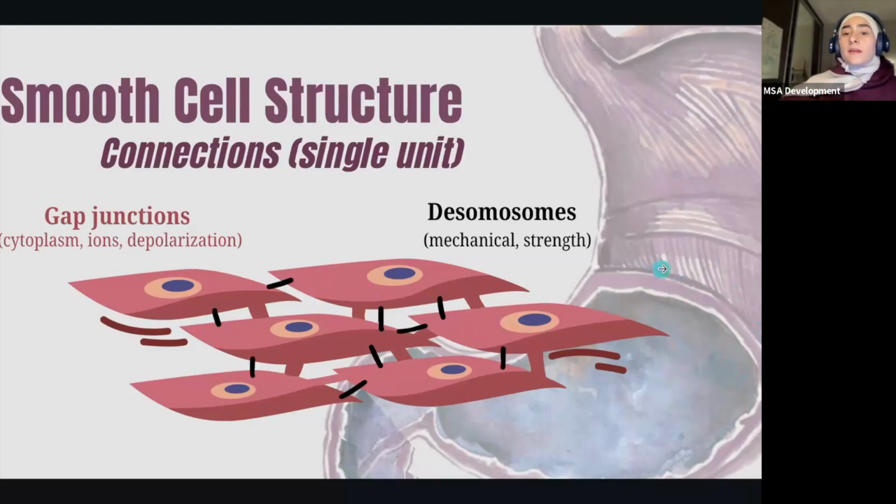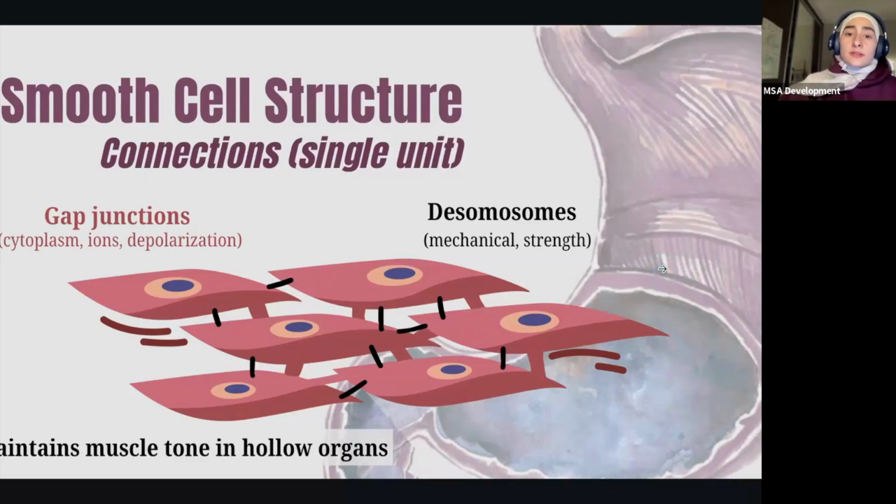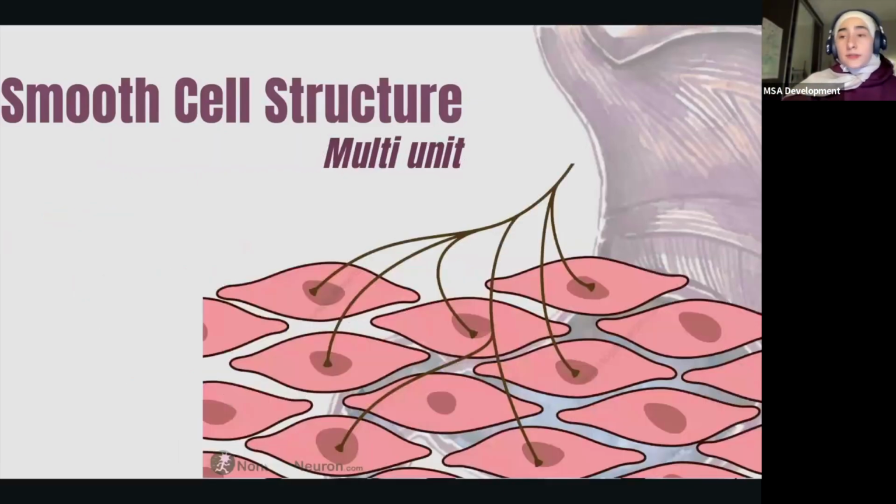Essentially, that's it. And the reason you want a single unit smooth muscle is because, for example, imagine your stomach. You want the entire stomach to contract as a whole. You don't want the top part to contract and then the lower part to contract while the middle part isn't. You essentially just want them all to work together and to maintain tone in hollow organs. Your hollow organs are things like your stomach, your intestines, your esophagus, essentially just an organ with a big cavity in the middle.